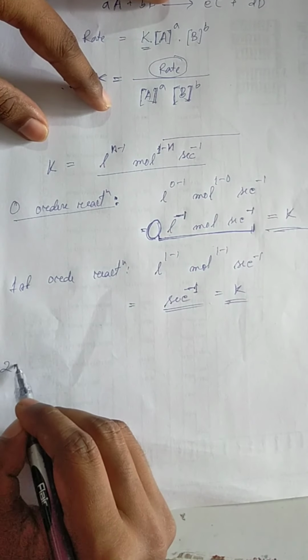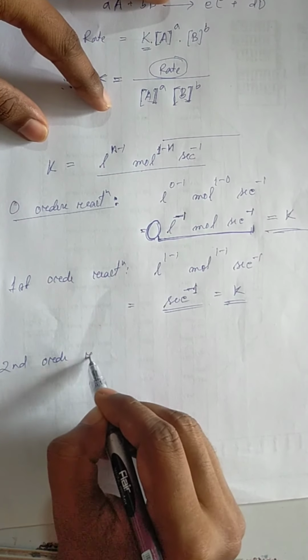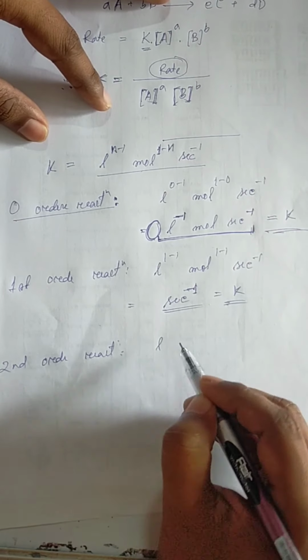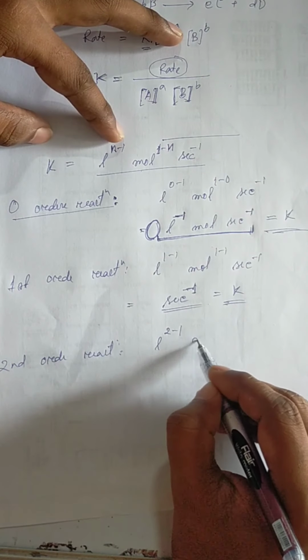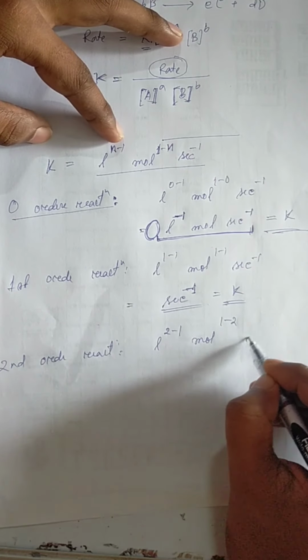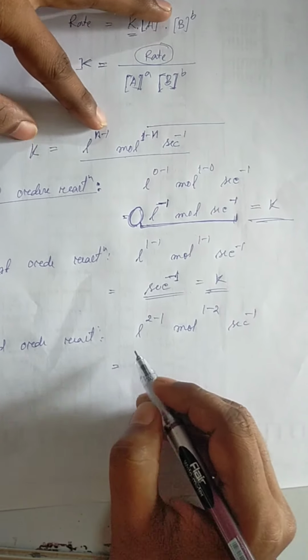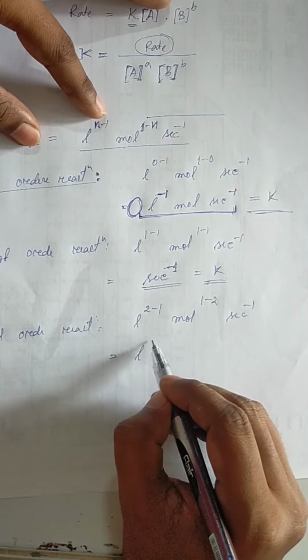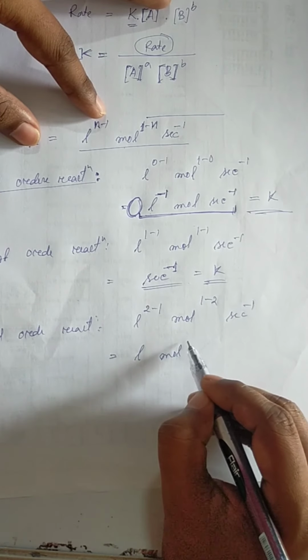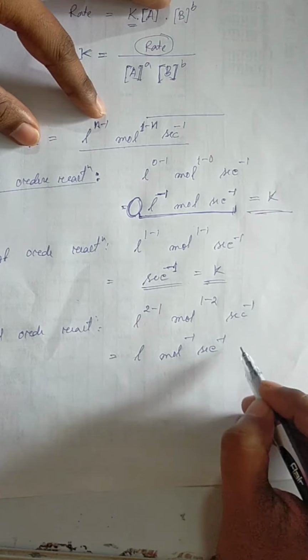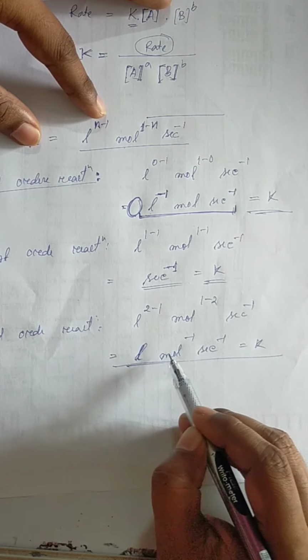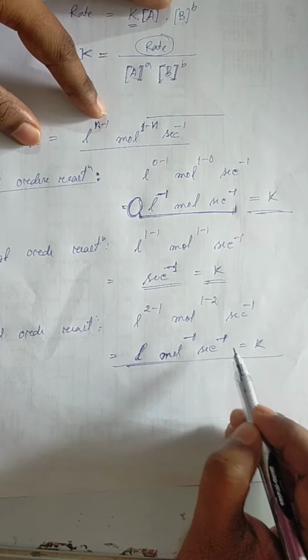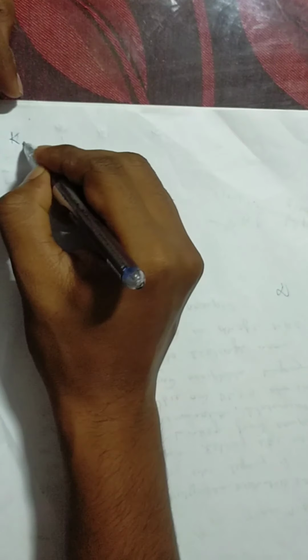Next, second order reaction. For a second order reaction n will be 2, so L mole^(1-2) second inverse. Then you can write L mole inverse second inverse. So this will be the unit of rate constant for a second order reaction.